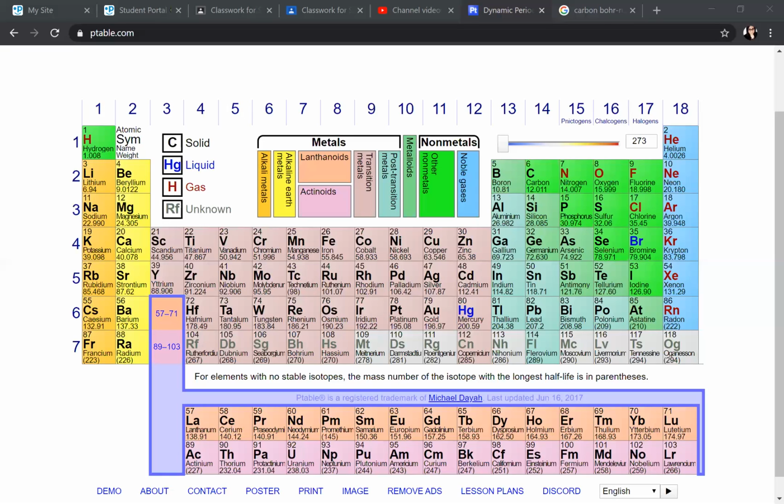1, 2, 3, 4. Okay. Keep track of how many electrons you've added so far. So we have 1, 2, 3, 4, 5, 6. Now we're going to start pairing up the electrons. 7, 8, 9, 10.